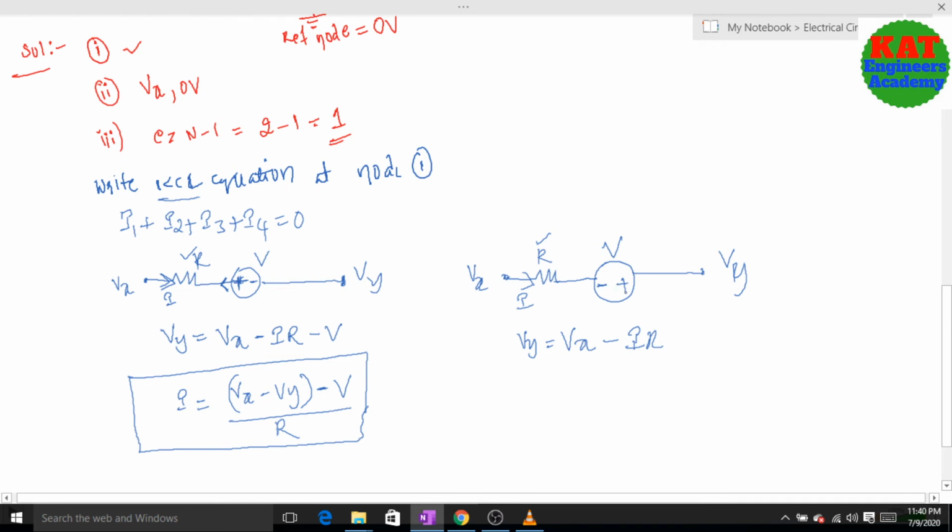Just listen here: minus here, plus here, this is the current direction of this voltage source. So finally our current direction I is towards the right-hand side. This current direction is also towards the right-hand side. So finally both are in the same direction, so you can write this as plus V.